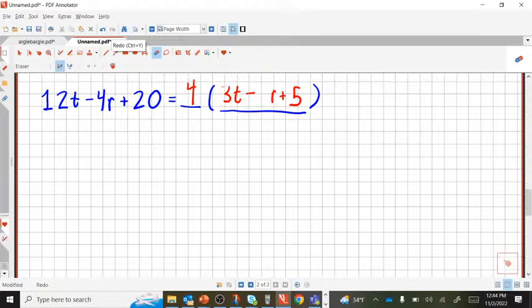It's right, because R is just a 1R. 1R is the same thing as R. It's kind of like how, yeah, so it's 4 open parentheses, 3t minus r plus 5. It's kind of like this.